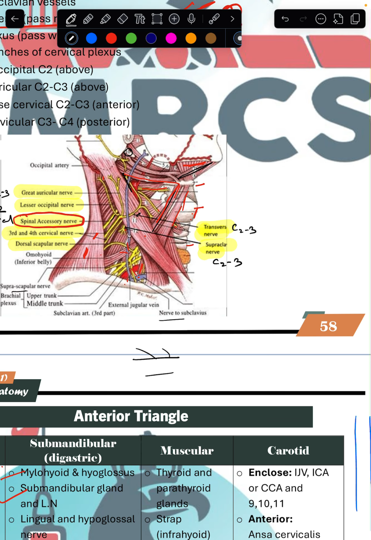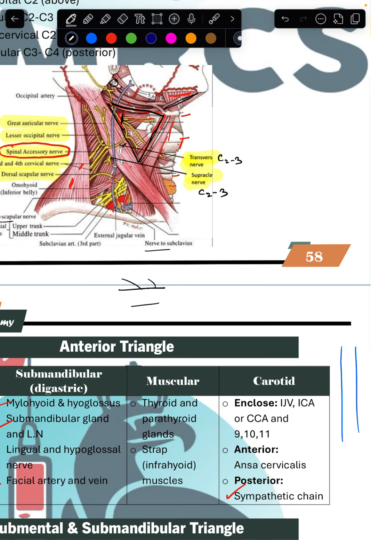You see the important structure is the carotid artery, common carotid artery. This one, the common carotid artery, encloses. Then the carotid sheath is there. So internal jugular vein has to be there. Common carotid or internal carotid has to be there. And along with these, 3 important nerves, 9th, 10th, 11th.